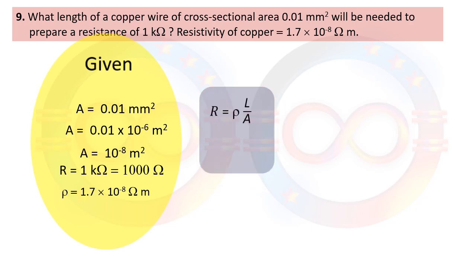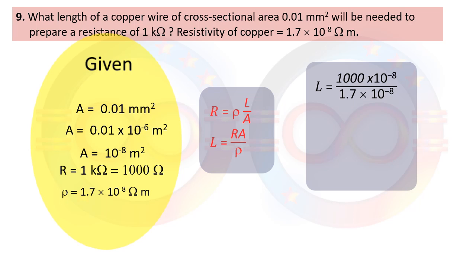What we have to find? We have to find the length of copper wire. So R is equal to rho into L by A. Taking the formula in terms of length, L is equal to RA upon rho. The values are given: R is 1000, the area is 10 raised to minus 8, and rho is 1.7 into 10 raised to minus 8. So L is equal to 1000 upon 1.7 meter, or 588.23 meter, or approximately 0.6 kilometer. That is the length of the wire required for this particular question.